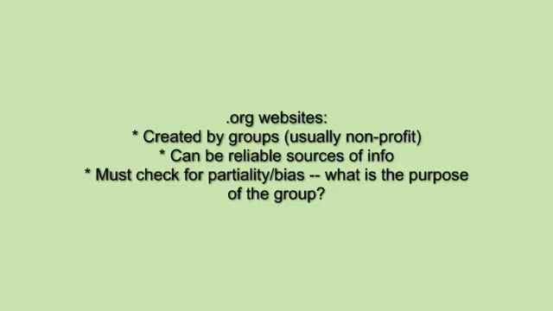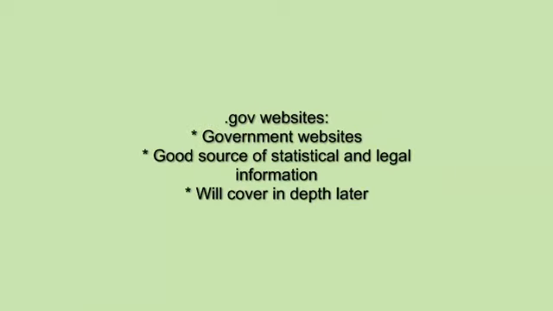.org results are for websites that are created by organizations, most of which are nonprofit. They can be reliable sources of information, but you must check them for partiality or bias depending on what the group's purpose is. Government websites are another great source of information. They have good statistical and legal information, and they're one of the most reliable sources you can find. We will cover them in depth in a later tutorial.